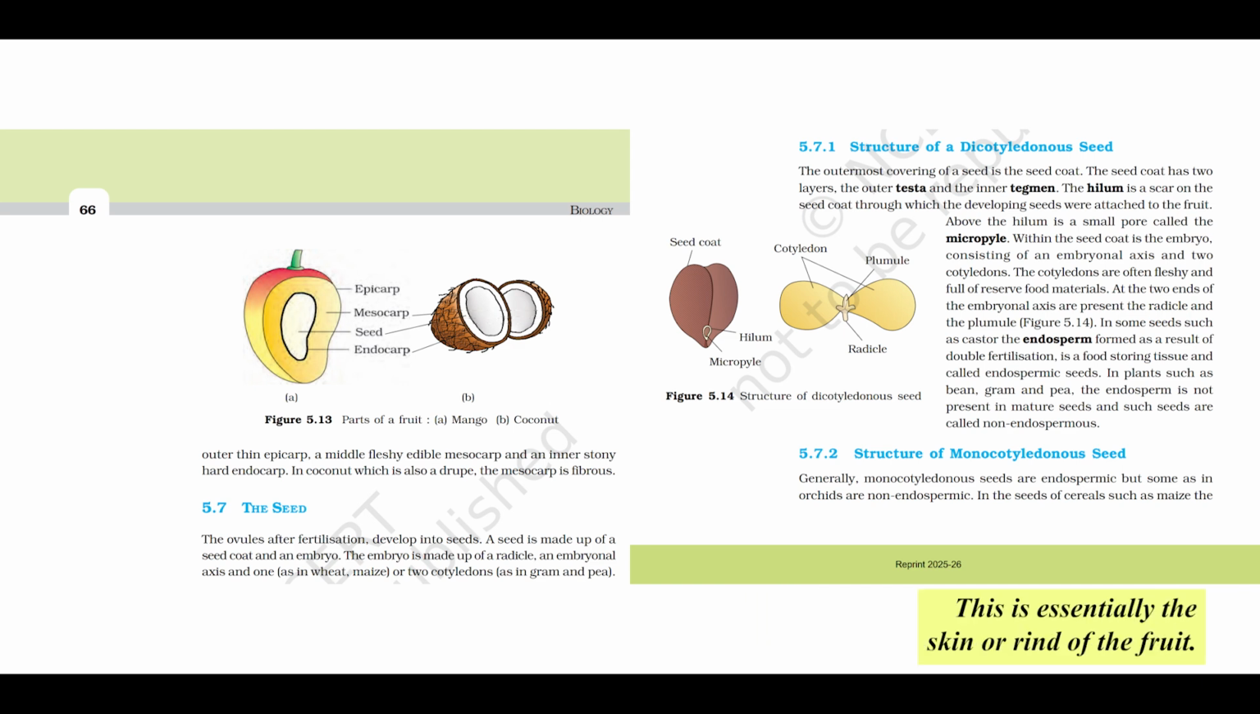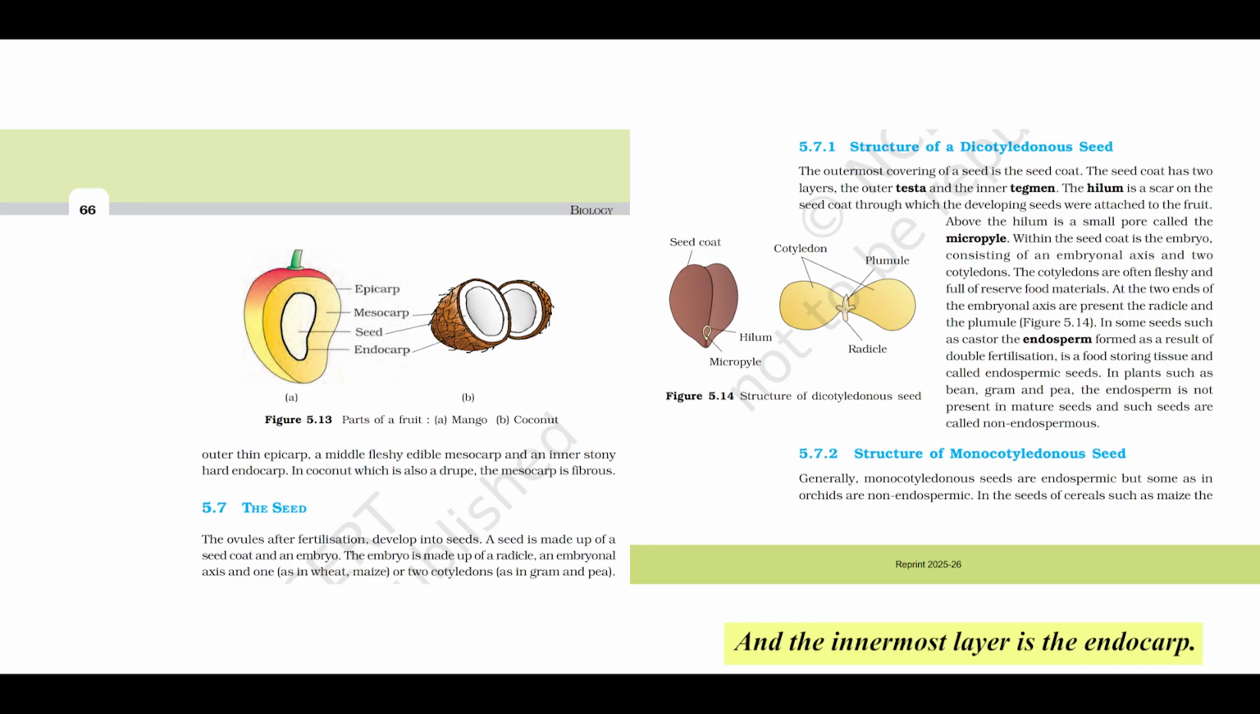This is essentially the skin or rind of the fruit. Think of the thin outer peel of a mango or a grape. The middle layer is the mesocarp. This is often the fleshy, juicy, edible part in many fruits. In a mango, this is the yellow, sweet pulp that we love to eat. In a peach, it's the fleshy part.